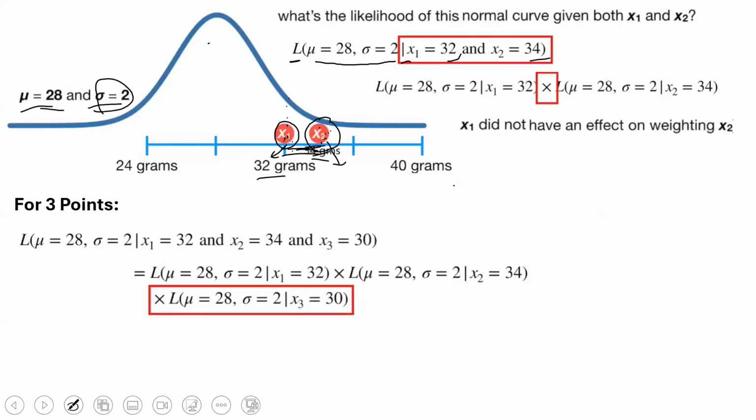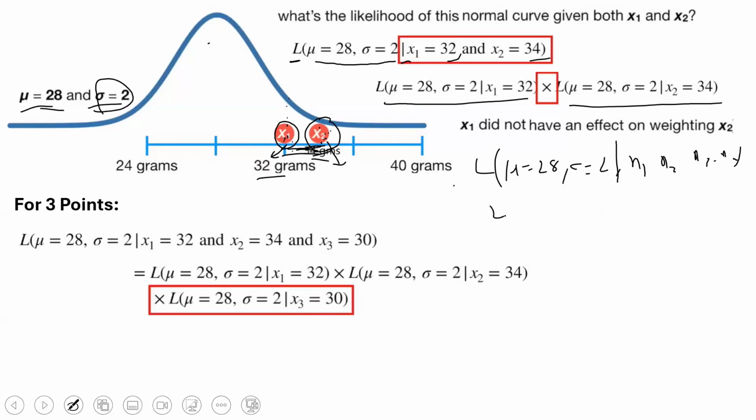So those two are independent measurements. So the likelihood will eventually become just the first point likelihood multiplied by the second point likelihood. That's how, if you have n points and you are trying to calculate the likelihood of mu equal to 28, sigma equal to 2, given x1, x2, x3, and so on up to xn, it would be just likelihood of x1 multiplied by likelihood of x2 multiplied by likelihood of x3, and so on, because these events are independent of each other.